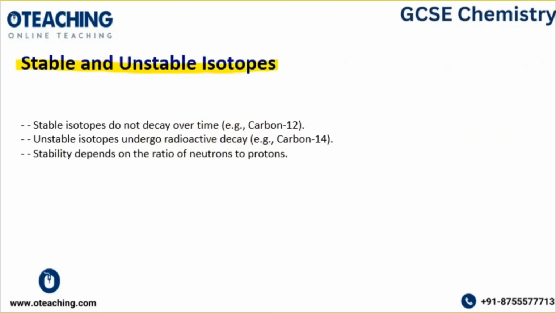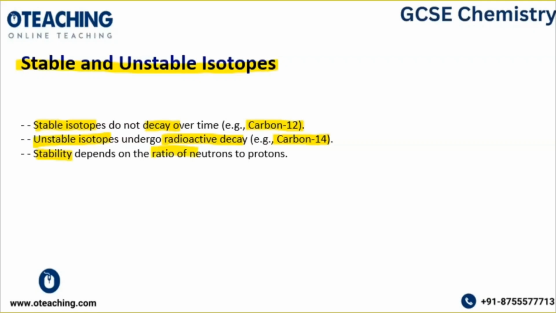Stable and unstable isotopes. Stable isotopes do not decay over time, because I told you that only unstable nuclei undergo radioactive decay. So the ones which are stable, they do not decay over time. For example, carbon 12, it is the most stable isotope of carbon. Unstable isotopes undergo radioactive decay. For example, carbon 14. It is an unstable isotope. That's why it undergoes radioactive decay.